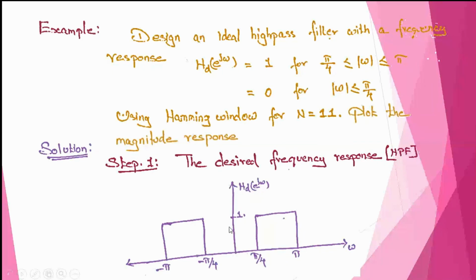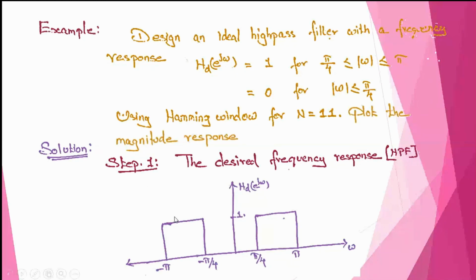Then the mirror image of the right side of the graph is presented on the left-hand side. So we get minus pi by 4 to minus pi as the pass band frequency with amplitude 1, and the remaining region is the stop band frequency. So this is our step 1.